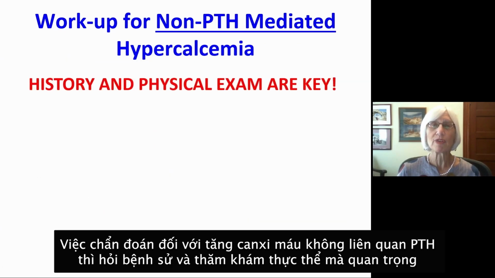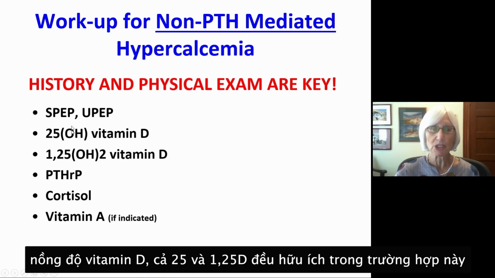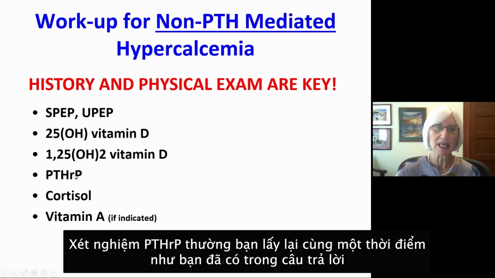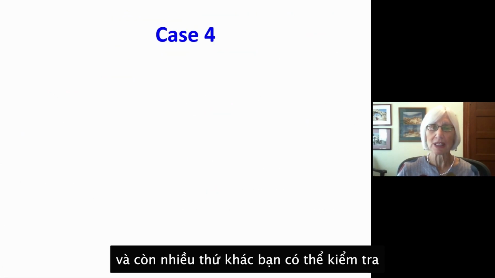The workup for non-PTH-mediated hypercalcemia: history and physical exam are the key. Other things you can always think of checking: SPEP, UPEP, the vitamin D levels, both 25 and 125D are useful in this entity. PTHrP, usually by the time you get it back, you already have the answer, and there are many other things you can check.